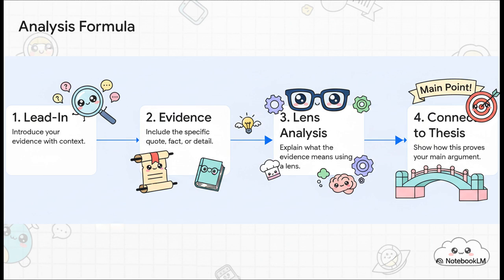First, step 1, a lead-in. This just gives your evidence a little context. Step 2, present the evidence itself. That's your quote or detail. Now, step 3 is the absolute heart of it all, your lens-based analysis. This is where you explain the meaning using one of those lenses. And finally, step 4 connects everything back to your main thesis, proving your bigger point.